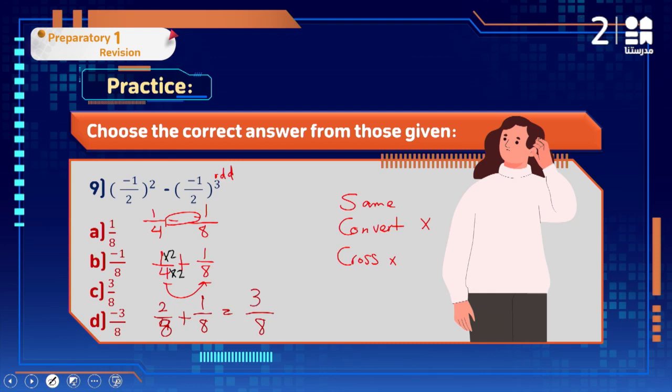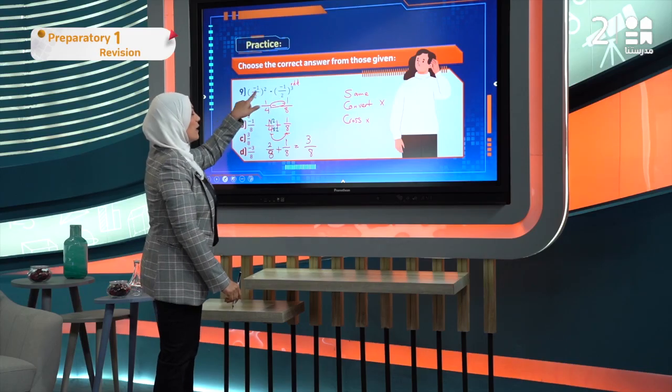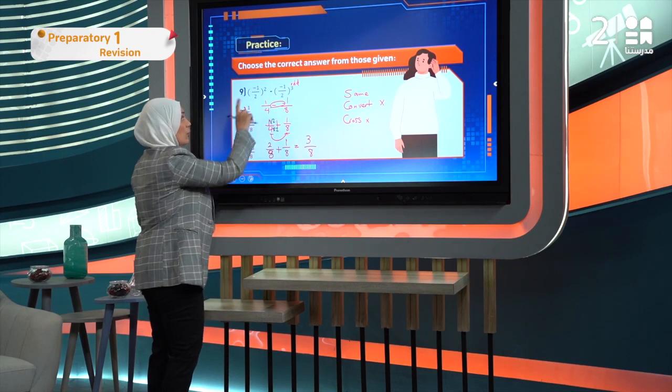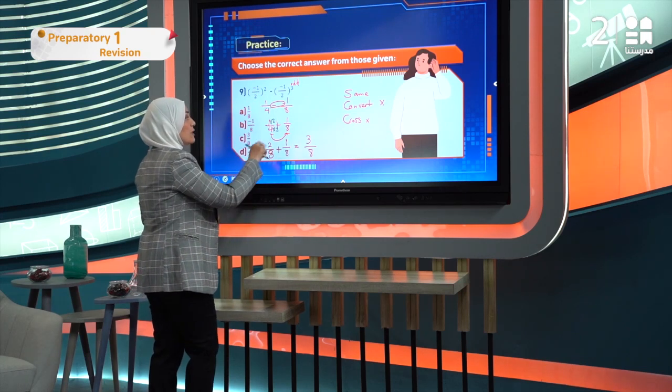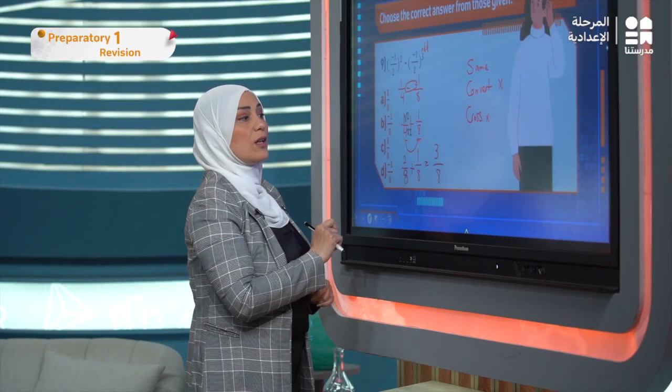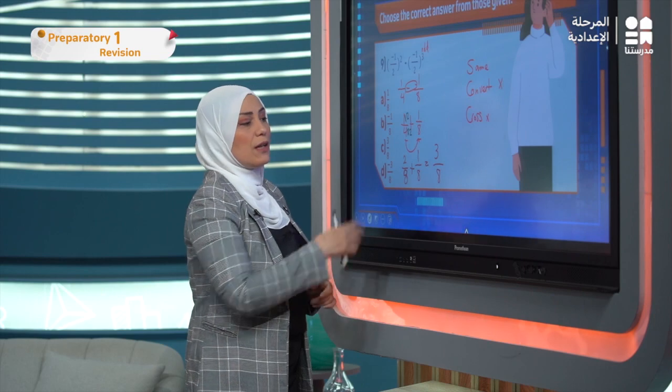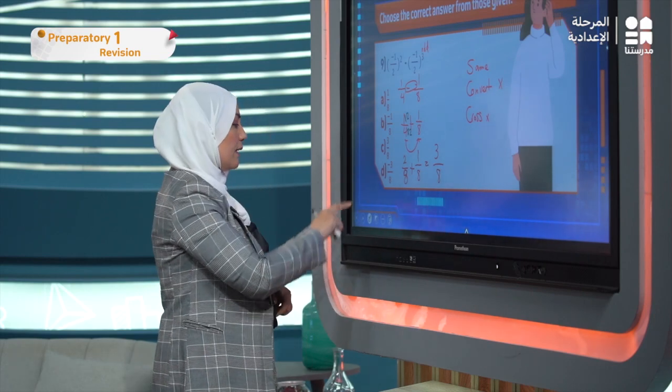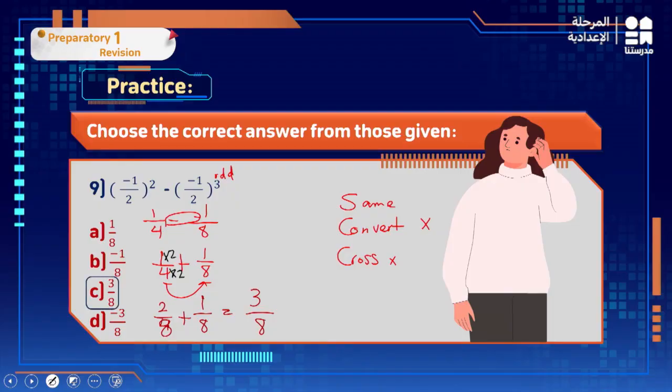So what did I use here? I used the odd and the even power for the sign. Then I used the two negative signs. Then I used adding rational numbers to convert one to the other. Then I added both of them. So the correct answer is 3 over 8.